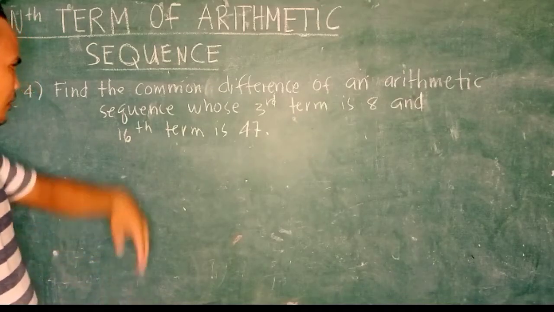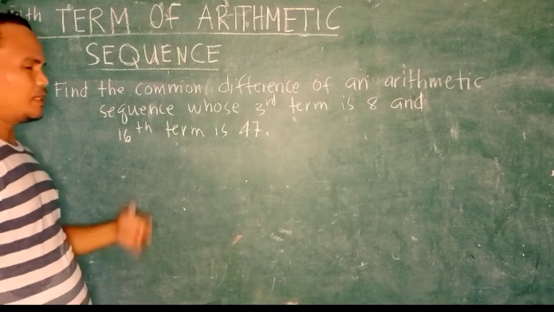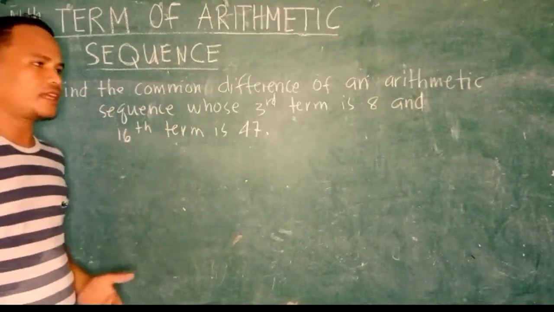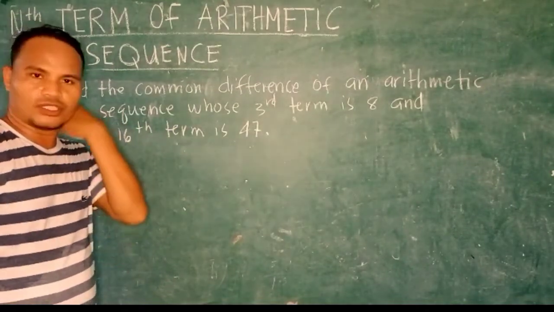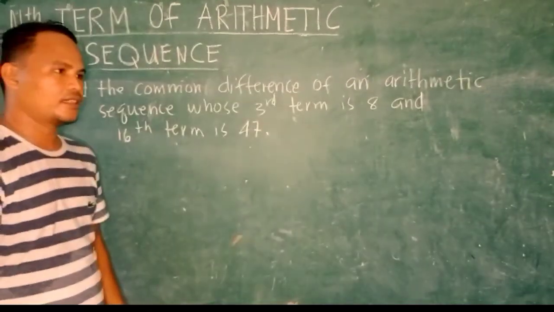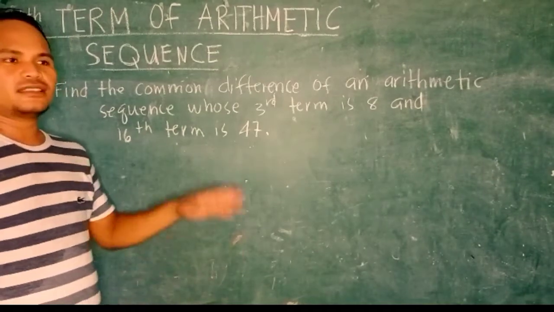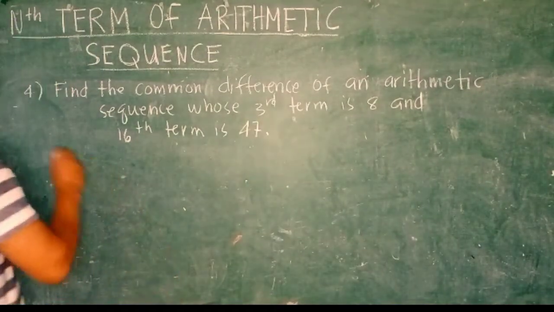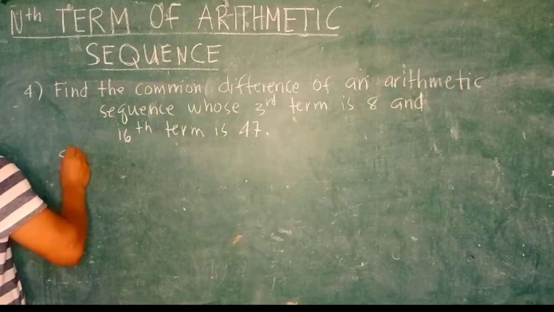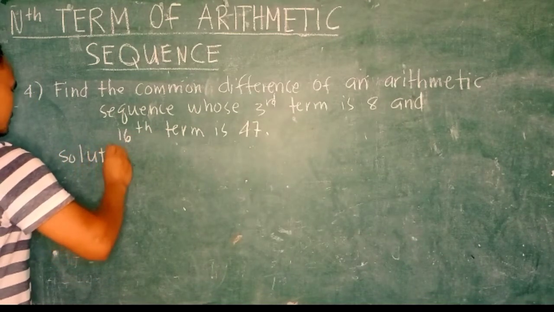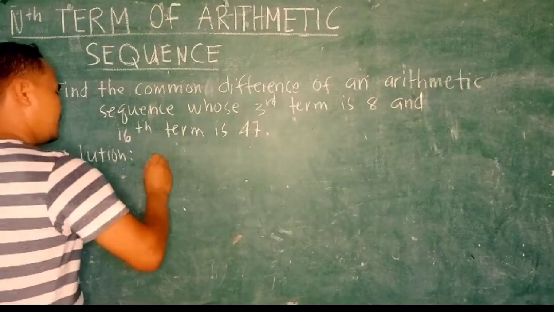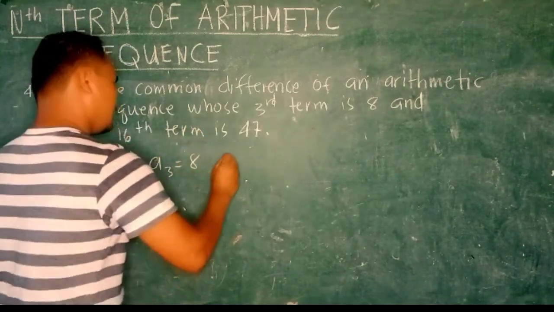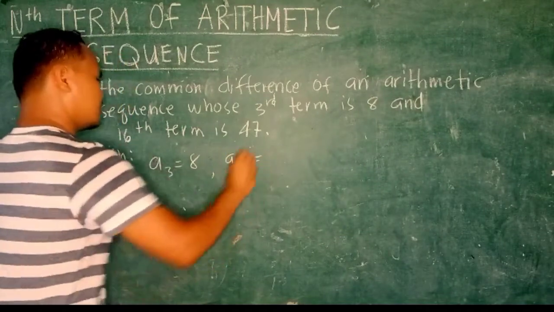Okay. Another example, number 4. I will show you two solutions in finding the common difference. Given the first term and given A sub 3 equals 8 and A sub 16 equals 47.